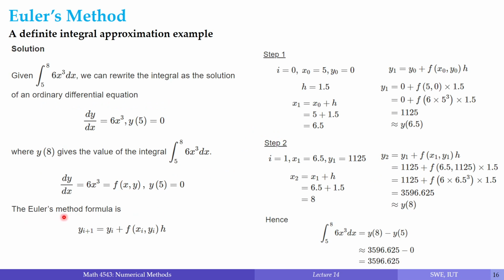Okay, because 1.5 plus 1.5 gives us 3, right? So when we go ahead by 2 steps, we'll end up at the upper limit, right? Okay, so let's do step 1 at first. For step 1, the value of i is 0, of course.